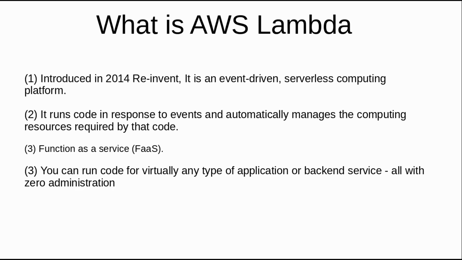So reInvent is an Amazon Web Services event which is held annually, and this is kind of the biggest event in AWS. So AWS Lambda runs code in response to events. It can be an HTTP call, it can be an SQS call, it can be an SNS call, and then it runs Lambda in response to those events. You can run your code for virtually any type of application or backend service, all with zero administration.